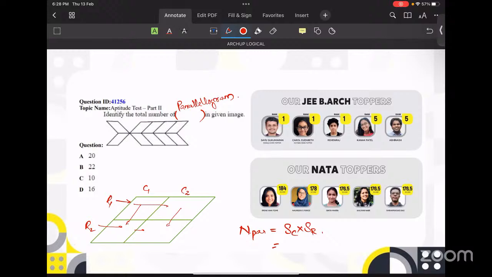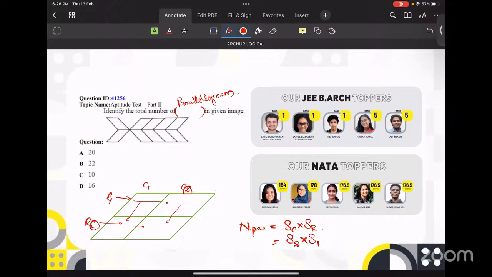So the largest number of columns is 2, sum up to 2. Largest number of rows, that is 1, sum up to 1. Sorry, the largest number of rows is 2. My bad. Sum up to 2 into sum up to 2. What is sum up to 2? 1 plus 2, that is 3, into again sum up to 2, 1 plus 2, that is 3. So over here, 3 into 3, 9 parallelograms.